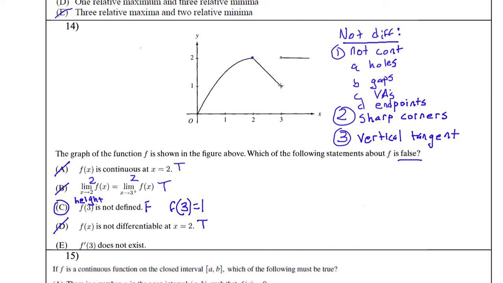If I'm checking the definition, am I differentiable right here at 3? No, I have a giant gap. Look, it jumps from here to here. There's this giant gap in between, so it's not differentiable, which means I can't take the derivative, so when I look for the derivative, there's no derivative. It does not exist. This is true. The derivative doesn't exist because it's not differentiable. So the correct answer is C.